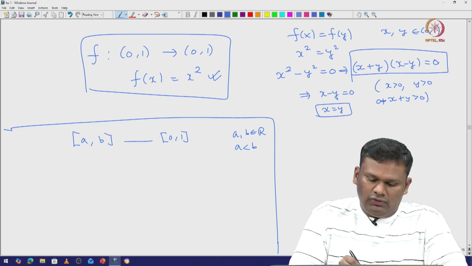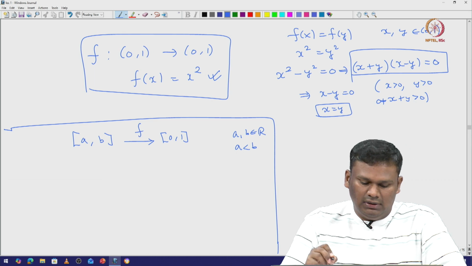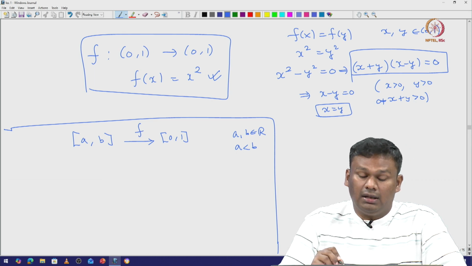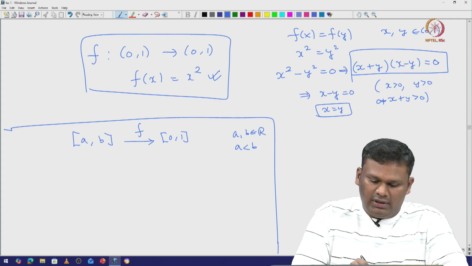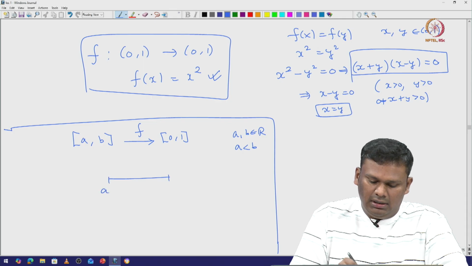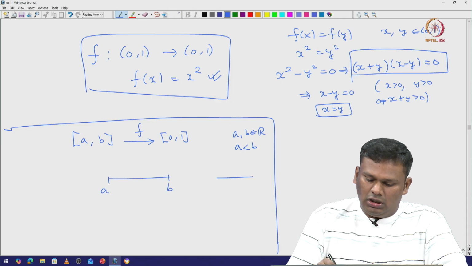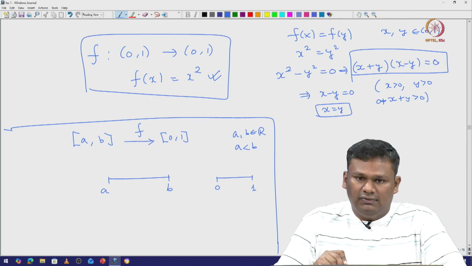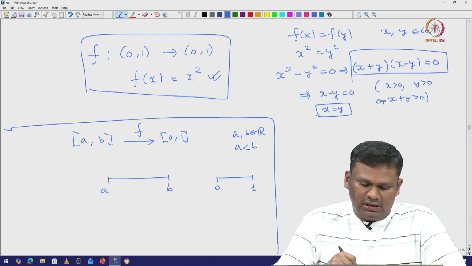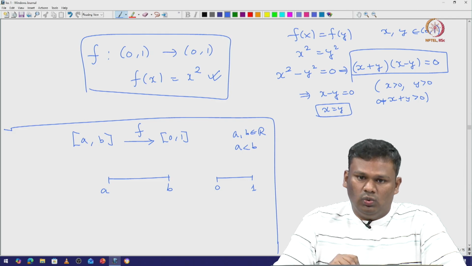So, we need to find a bijective function from the closed interval [a, b] to the closed interval [0, 1]. You have taken an interval [a, b], and the interval [0, 1] is fixed. Depending upon the length of the interval, which is b minus a, the size of this interval is either smaller than the size of [0, 1], or it is bigger.